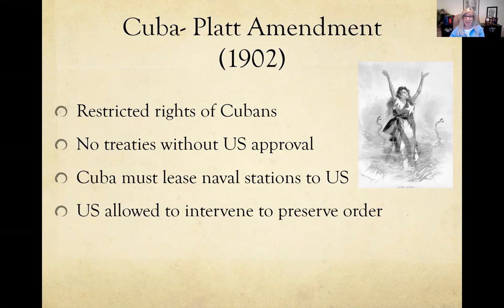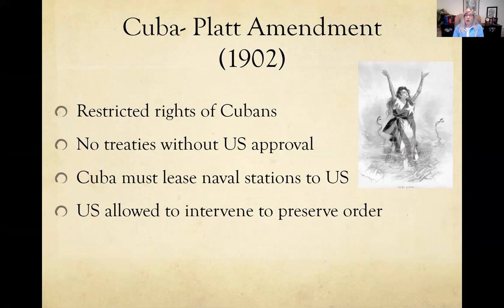And one of the conditions to that was the United States required that in their constitution, they add the Platt Amendment. So again, an amendment is an addition to. So the Platt Amendment is added in 1902. This was the agreement that the United States would leave. And so this is the Platt Amendment to that war declaration. And it's going to say that the rights of Cubans will be restricted. There will be no treaties signed between Cuba and another country without the approval of the United States. And Cuba must lease a naval base to the United States.